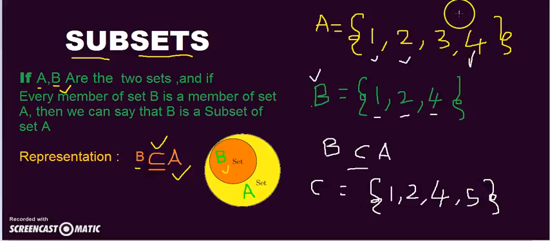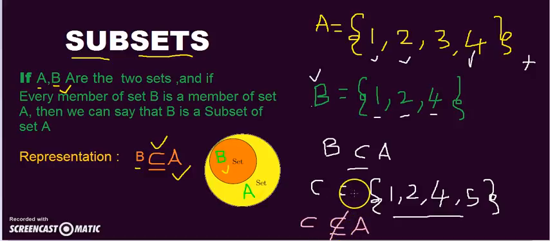If you observe A and C clearly, we can find that all the elements of C are not in the set A. So in this case, we can say that C is not a subset of A. So we will write it with a cross symbol. If you put a cross on the subset symbol, that means it is not. So we can say C is not a subset of A.